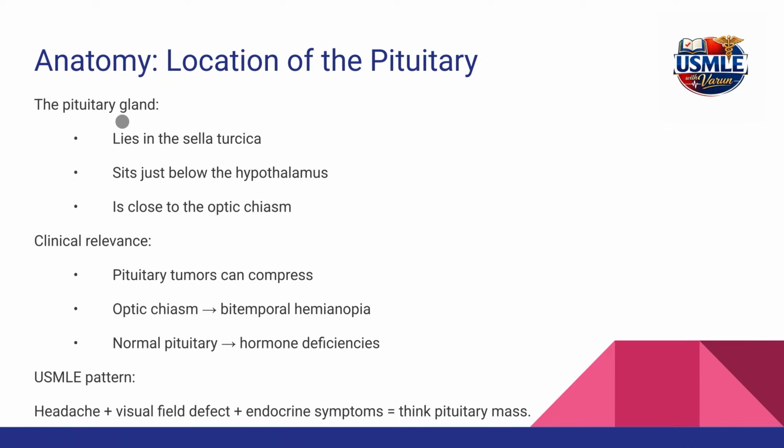Coming to anatomy, the pituitary gland lies in the sella turcica and sits just below the hypothalamus. It is very close to the optic chiasm. This is clinically important because pituitary tumors can compress the optic chiasm and cause bitemporal hemianopia. They can also compress the normal pituitary tissue and cause hormonal deficiencies. So, if a patient has headache, visual field defects, and endocrine symptoms, you should think about a pituitary mass.